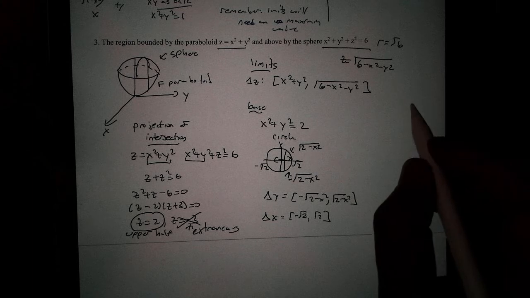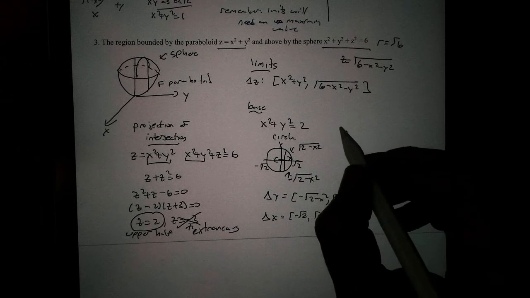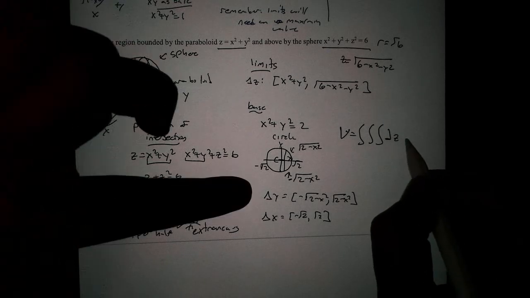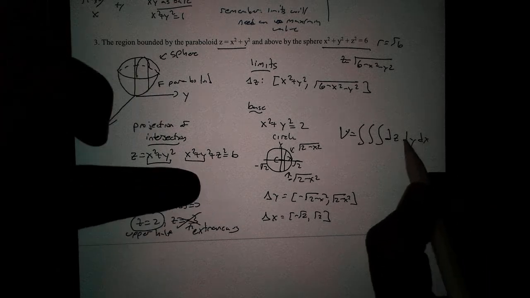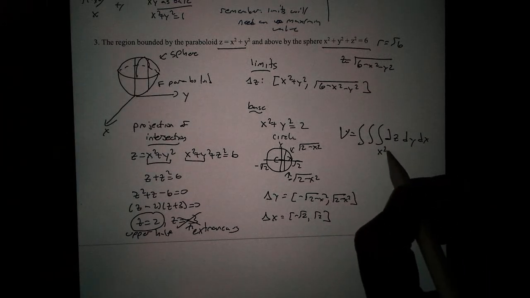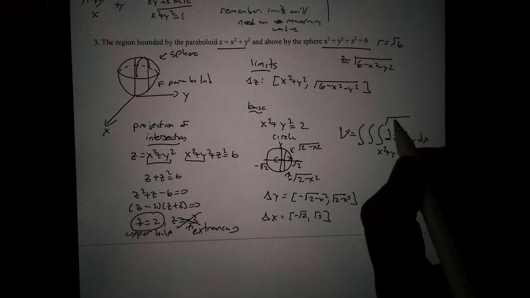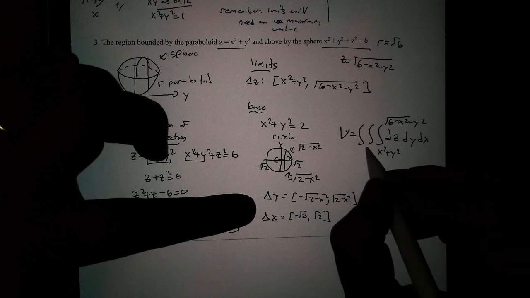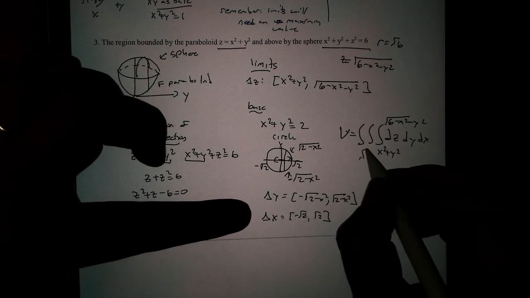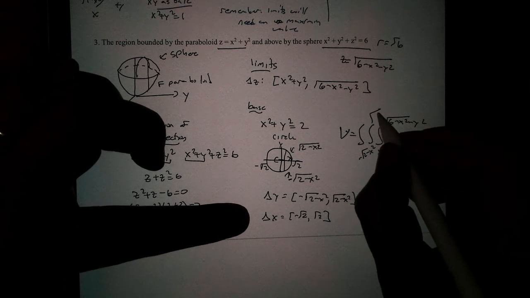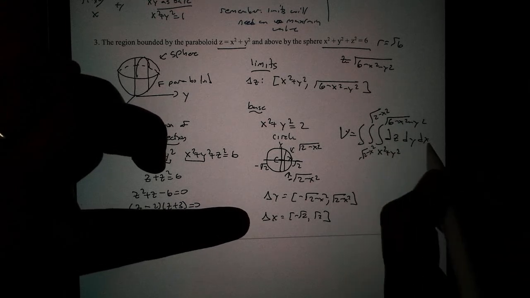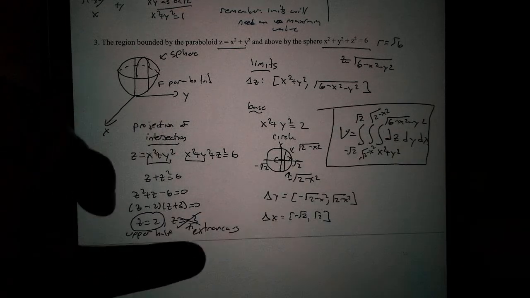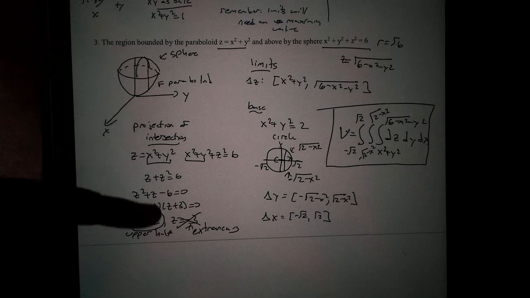Oh boy, that's a lot of writing. Now we can get our volume. It's our triple integral, dv, then my base, dy dx. So dz goes from x squared plus y squared to the square root of 6 minus x squared minus y squared. My change in y goes from negative root 2 minus x squared to positive square root of 2 minus x squared. And my change in x goes from negative root 2 to positive root 2. That will give you the volume of the region between the sphere and the paraboloid.